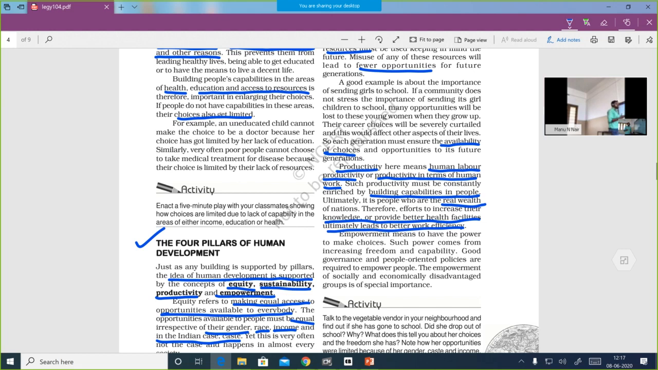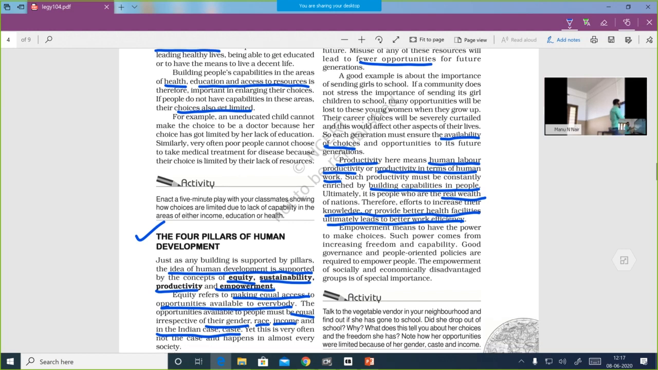So productivity means human beings' productivity. How are they going to get that productive nature, how are they going to give that productivity? For that, they should get good education, they should be given much more training, they should be given much more knowledge, and their health facilities should be better. In this case, the total quality of humans will increase, and that will be reflected in the productivity of that particular nation. So that is productivity.